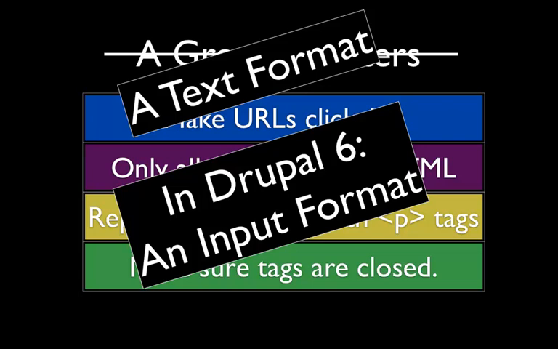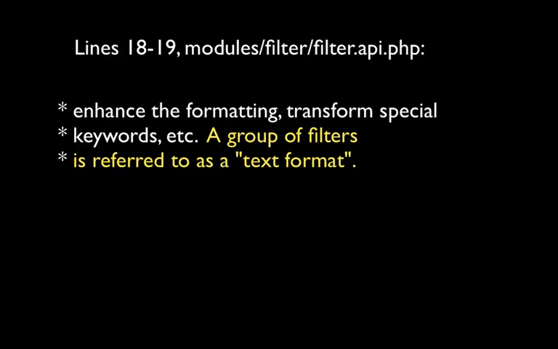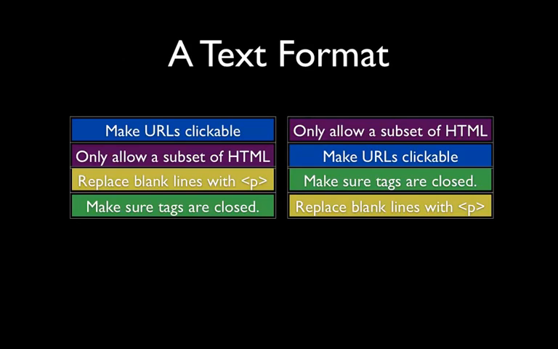And actually, Drupal will tell you this. All you have to do is read the comments in the code inside the filter.api.php file that's sitting in your module/filter directory. There it is. A group of filters is referred to as a text format. Of course, you all read through that, right? So this is a text format. It's the same text format regardless of which order the filters are run through. It's just the fact that they're this certain collection of filters that makes up a text format.